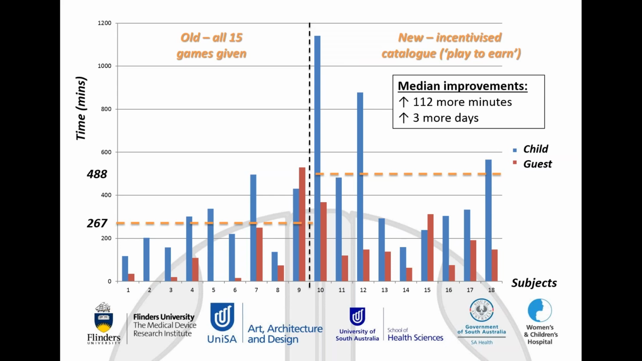But if we talk about median values with the new play to earn catalogue, the median person used the gaming system for almost 2 hours extra in that 6 weeks and for at least 3 days more. And the average amount of time that the system was used for was now 488 minutes instead of 267.